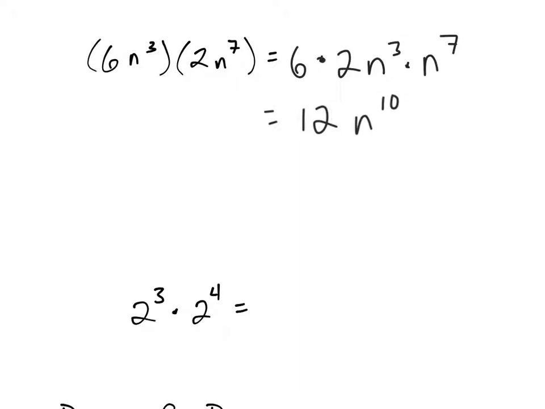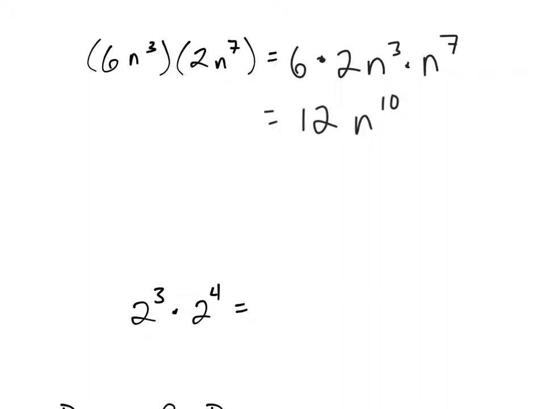2 to the third times 2 to the fourth is what? Yes? It will be 2 to the 7th. But I know that there are some of you in the room who are thinking, but Mr., good, 2 times 2 is 4. This should be 4 to the 7th power. Right? Does that make sense? Some of you are thinking that.